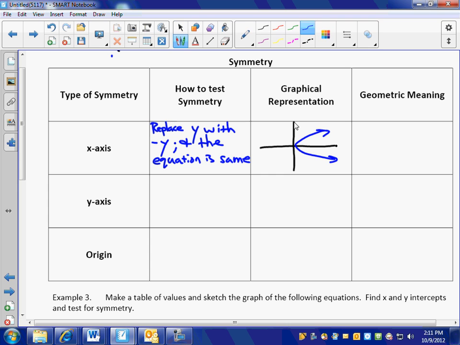Okay. Now, what if we're looking at symmetry about the y-axis? Well, that's different. This is symmetrical about the y-axis. The absolute value function is. And the way that we check for that is we replace x with negative x. And the equation will be the same.